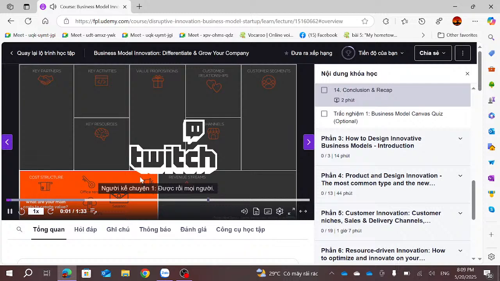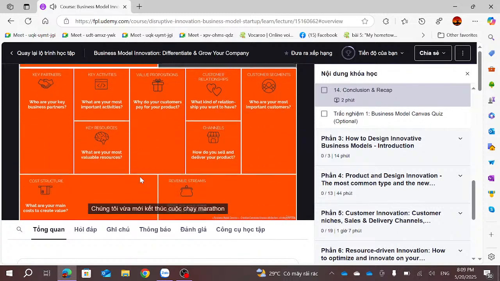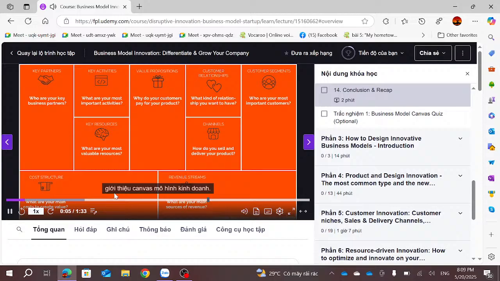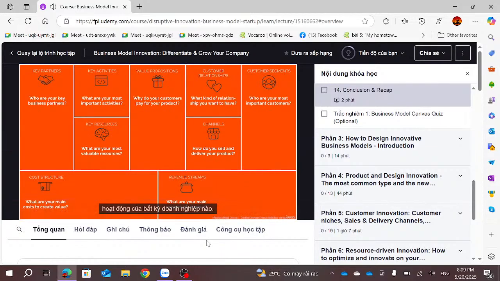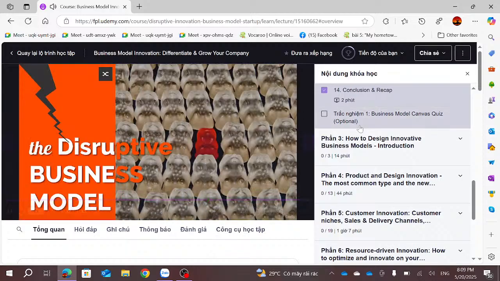All right, everyone, we just arrived at the end of the business model canvas introduction marathon. As you can see, it's a great tool to describe how companies work. And start the next lecture.